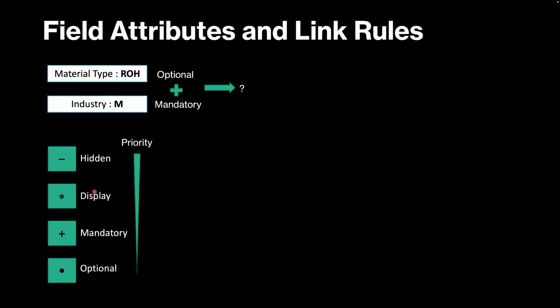That is, a hidden field has the highest priority, then display, then mandatory, then optional. So if you have a field marked as hidden and in another setting you have that field marked as either of these three, when the system combines these two settings, it will mark that field as hidden only. So you have a priority in the system through which it determines what the field selection will be if multiple settings are called by the system on the screen.